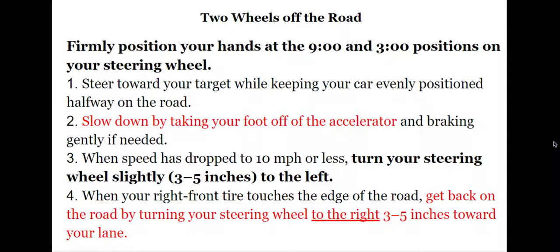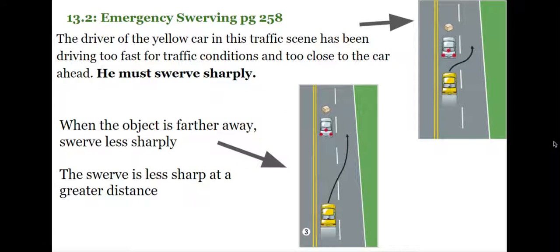When the speed is less than 10 miles an hour, turn your steering wheel slightly, 3 to 5 inches to the left. When the right front tire touches the edge of the road, get back onto the road by turning your steering wheel a little bit to the right, towards your lane. So you're just going to slowly move yourself up 3 to 5 inches at a time, trying not to go too fast and trying not to slam on the brake. If you need to swerve, a lot of times keeping yourself moving is going to be a lot better than trying to, as I always say, stop, drop, and roll.